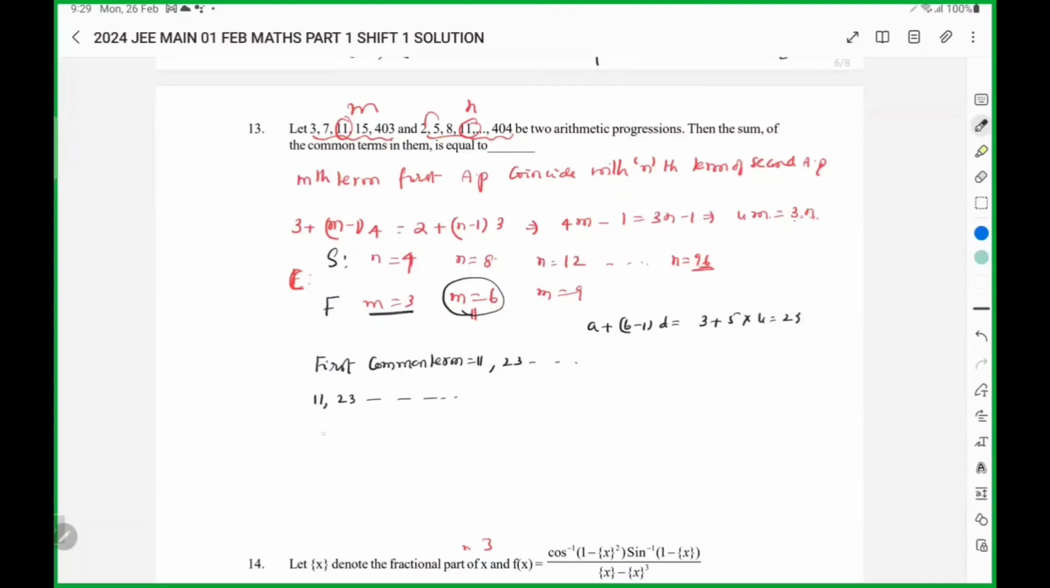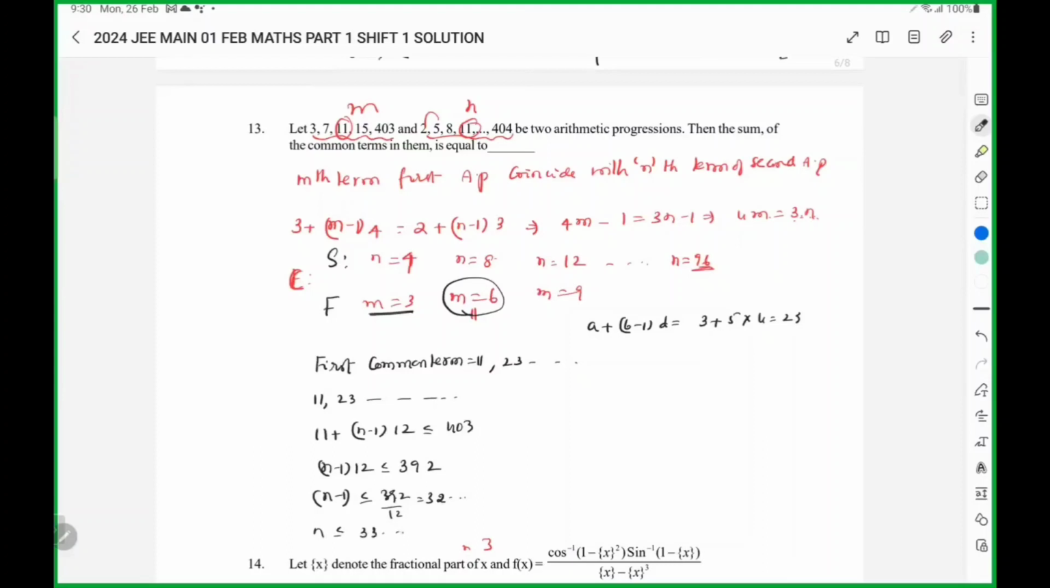What will be the maximum number of terms? Again, 11 plus (n minus 1) into 12 should be less than 403. So (n minus 1) into 12 is less than 392. Roughly 392 by 12 is 32. So n is less than or equal to 33.